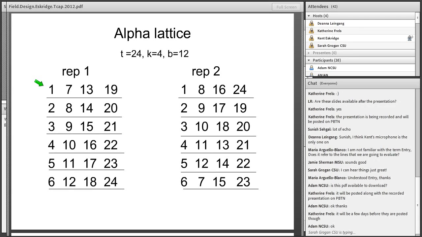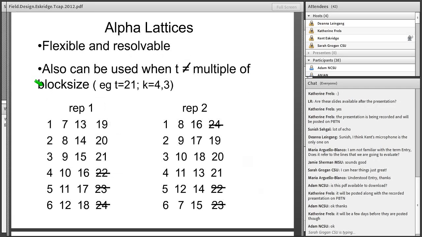So if you have a lot of entries and block size is fairly small because you want to remove a lot of the variability in the field, it's probably a good idea to think about an alpha lattice if you can do it. Alpha lattices are very flexible. You can use them with lots of different numbers of treatments and block sizes. One thing that's nice about alpha lattices is that they can be used when the number of treatments is not necessarily a multiple of block size.